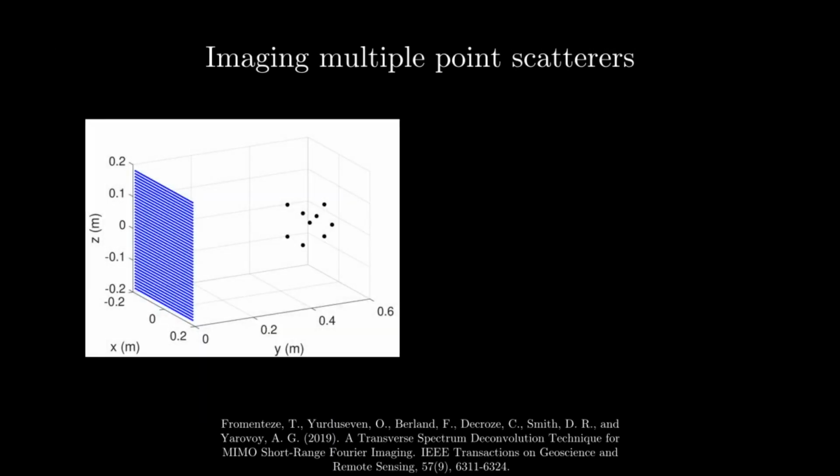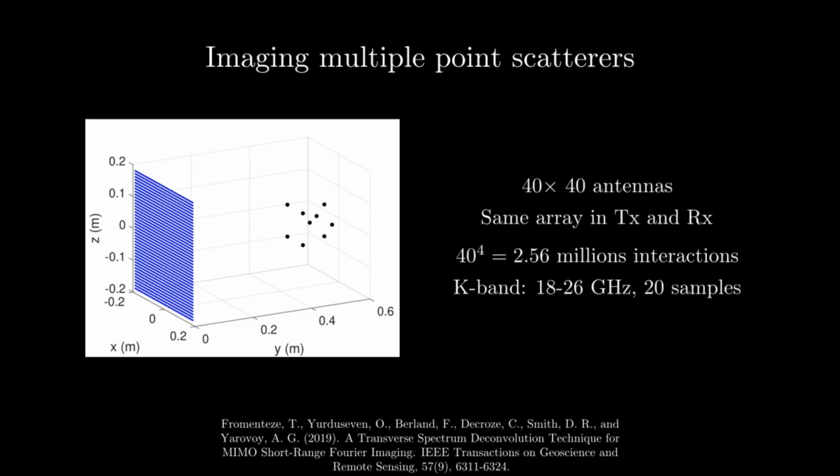The validations proposed here are based on numerical simulations, first studying the imaging of 9 scatter points located at 50 cm from our array. The latter is made of 40 antennas per side, and the array is used for both transmission and reception of electromagnetic waves. We work at each frequency with more than 2.5 million interactions between antennas that we'll have to exploit for the reconstruction of images. Considering K-band signals composed of 20 frequency samples, we thus arrive at a total of more than 51 million measured samples to be processed as quickly as possible.